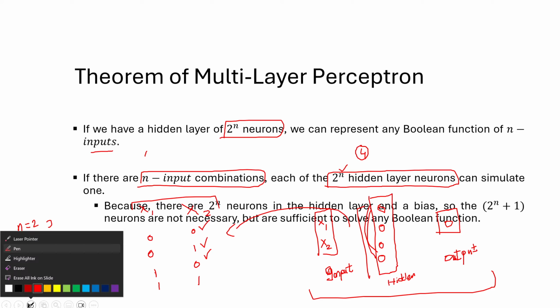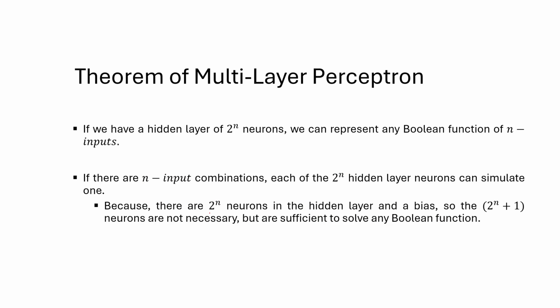And just to note one other thing, because there are 2 raised to the power n neurons in the hidden layer and one bias, that we covered in the perceptron lecture, where we mentioned that instead of starting the inputs from x1, it's better to start from x0, where the first input x0 is set to some constant known as bias. So if we have 2 raised to the power n neurons in the hidden layer plus one bias, that will be the total number of neurons in the hidden layer.